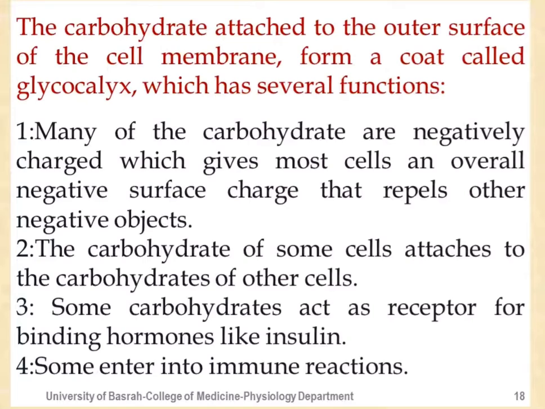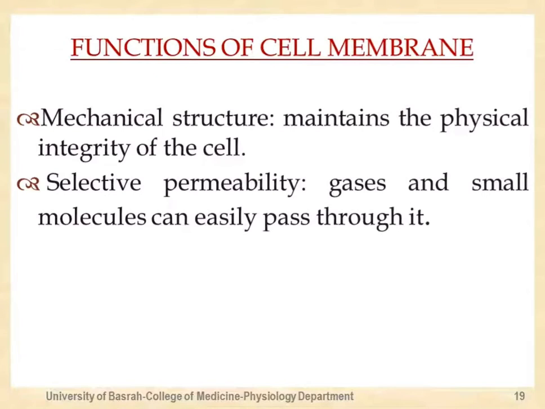The carbohydrates of some cells attach to the carbohydrates of other cells, so it serves as communication between the cells together. Some carbohydrates act as receptors, just like the proteins, to bind hormones and neurotransmitters, and some of them can help in the immune reactions. Now, in general, the functions of the cell membrane.